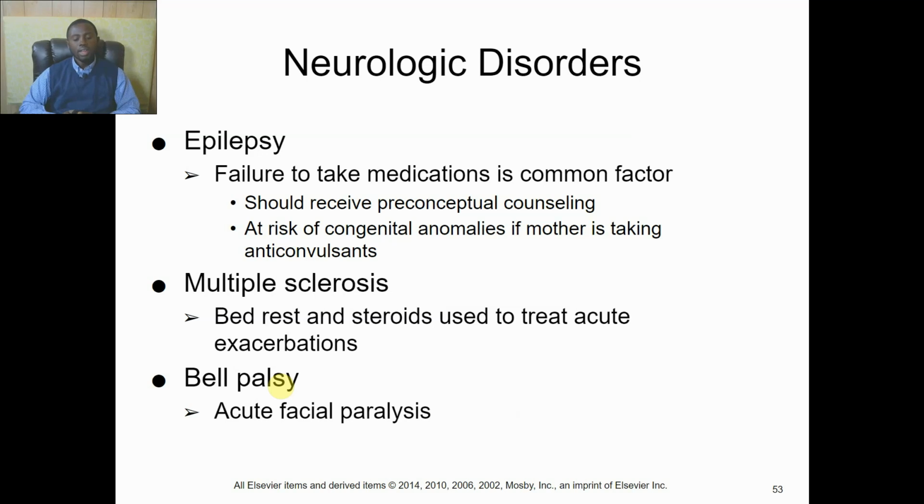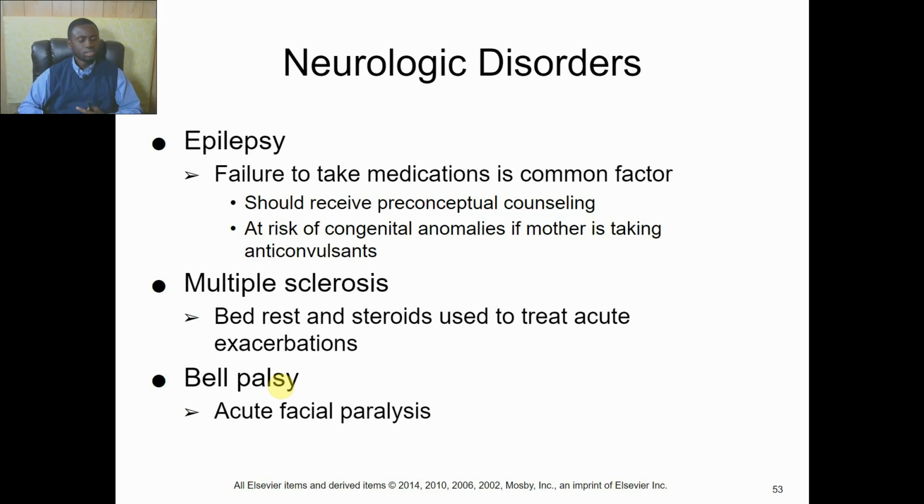Okay. Now let's look at some neurologic disorders that, when present, will complicate pregnancies. Epilepsy is one of the major CNS diseases which can complicate pregnancy. With epilepsy, there is usually non-compliance with taking medications by patients. So failure to take medications is a common factor that will result in the seizure activity related to epilepsy.